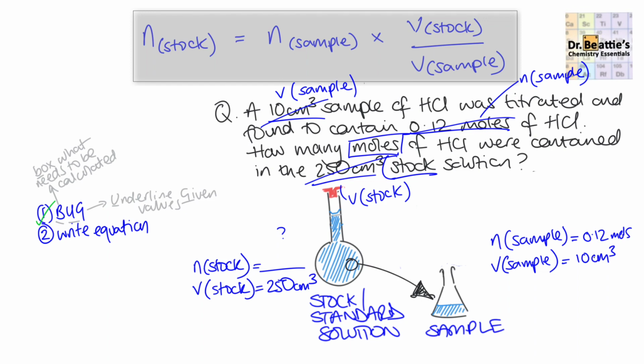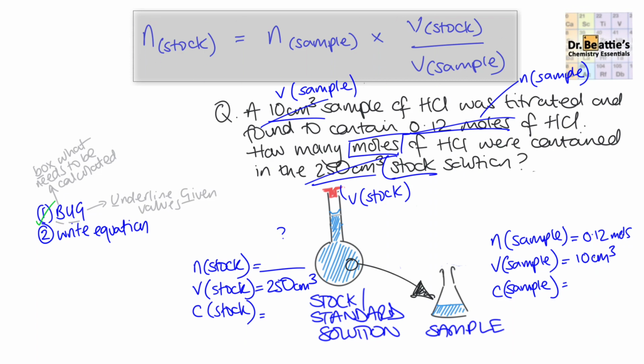Now you might see n and V and see that you're having to work out concentration as well, so the MVC equation. And you could go down this route. You could work out the concentration of the sample from n and V, and the equation C equals n over V. And then you know that the concentration of the sample and the stock solution or standard solution should be exactly the same. And then you could use those two values once calculated to work out the number of moles of the stock. Or you could use this equation here.